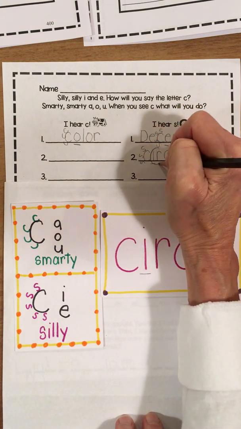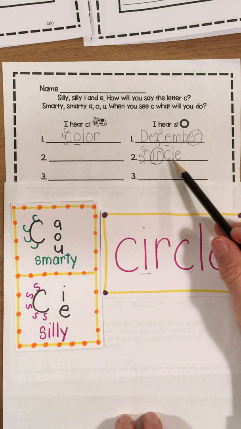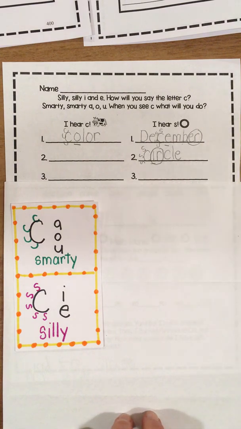I've got my hunk and chunk. But did you see this C? The letter after it is an L. So it's just going to say the K sound. There's circle. Next word.